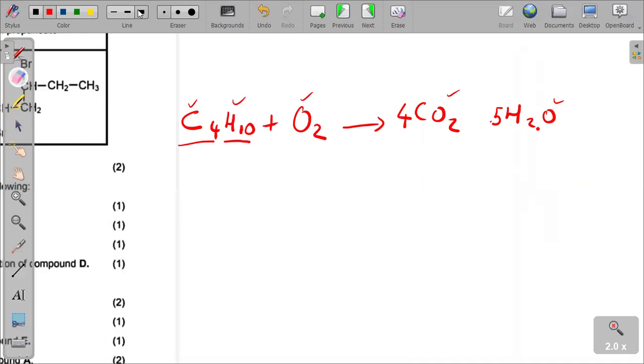Let's go now to the O atoms. They are the last ones. We see that there are 2 this side. How many are there now on the right hand side? There are 4 times 2, which means we have 8 here, and 5 times 1, of course, there are 5 here. So 8 plus 5, that's 13. So we have 13 O atoms on the right hand side.